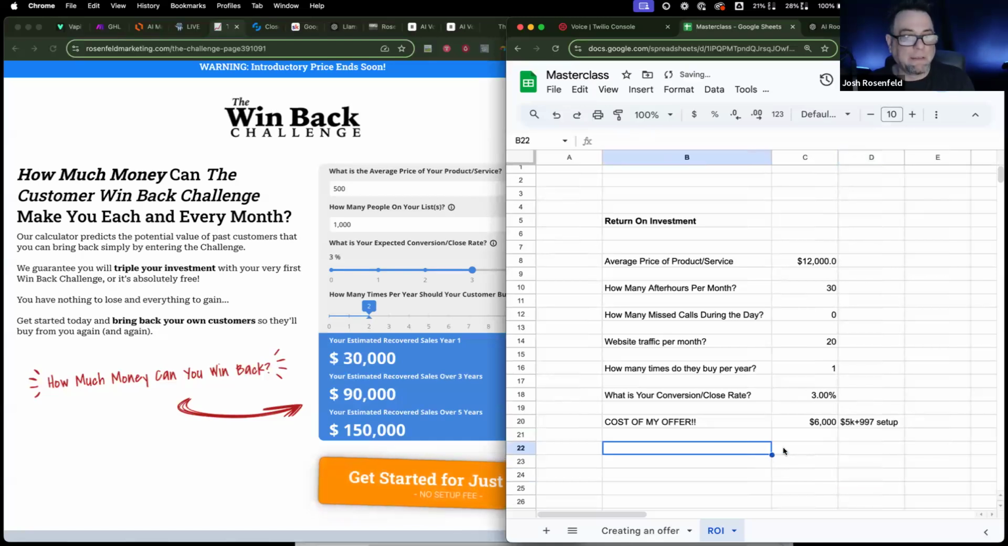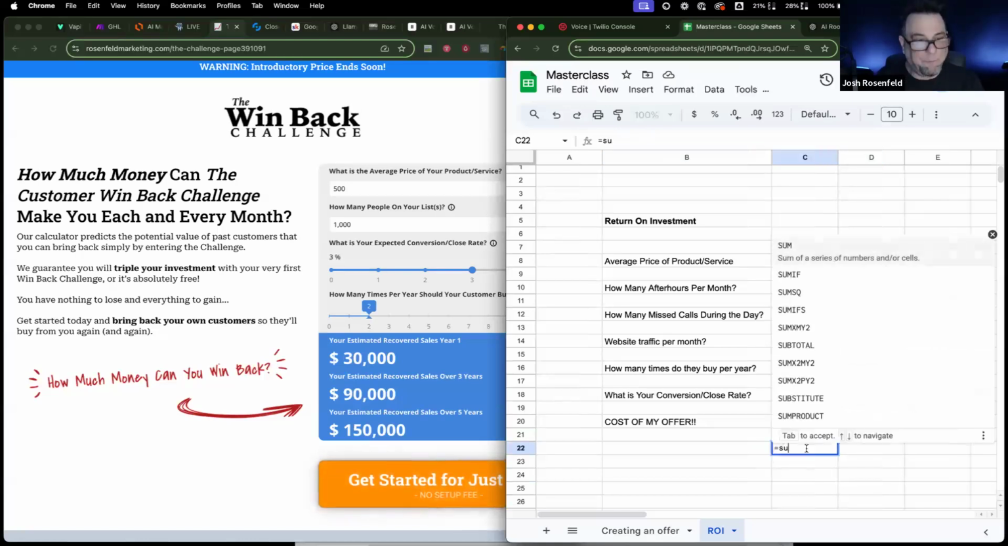So now let's do our calculation here. All right, let me think about this. So what was the math? Okay, so equal sum.